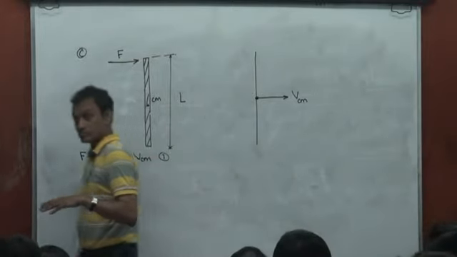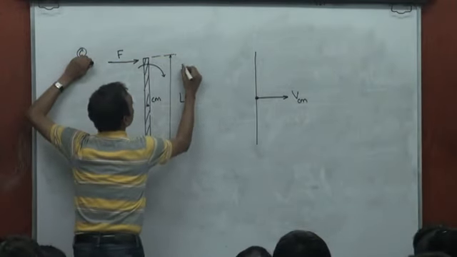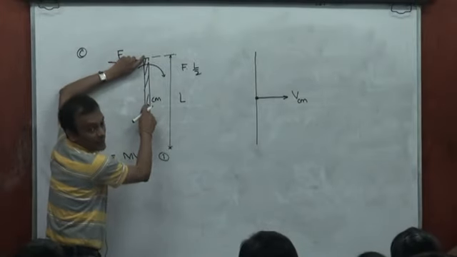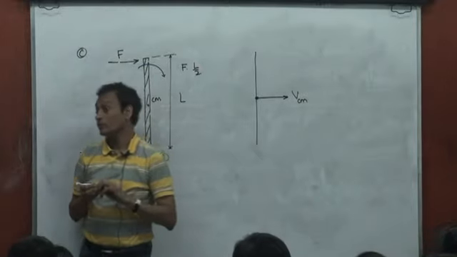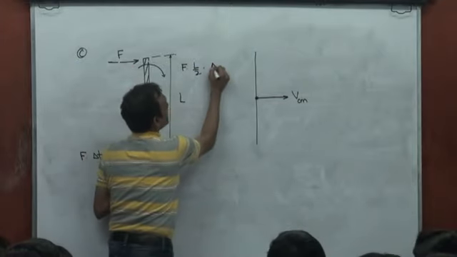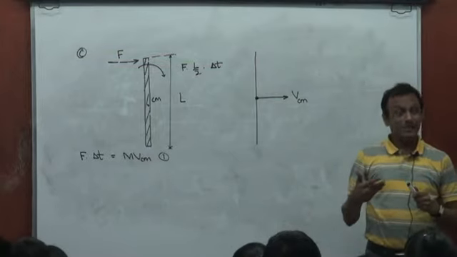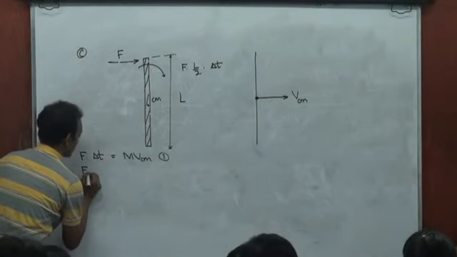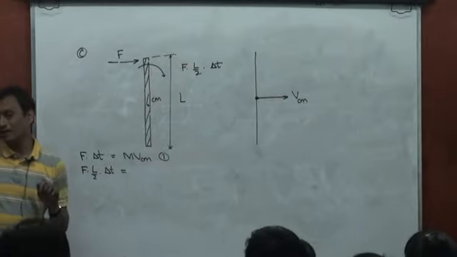This force produces a torque F into L by 2 about the center of mass, a clockwise torque. And this torque F into L by 2 acts for a short time delta T. So, torque into delta T would give me the angular impulse. So, the angular impulse about the center of mass is the change in angular momentum.